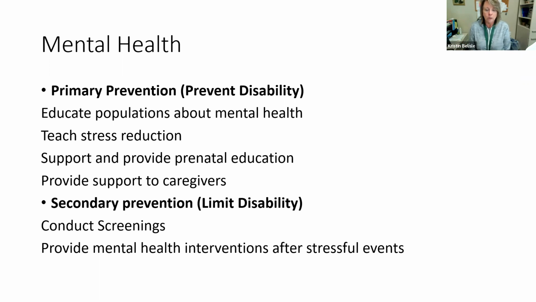This is in the secondary, where we're limiting disability. So if we have stressful events going on, we need to provide mental health interventions. We see it: if something really bad happens in a school to the children, we need to provide them with counselors and grief counselors if there's been a killing or shooting, or if they've had a loss of a teacher or loved ones. We need to provide this so that we can hopefully have them deal with the stress in a healthy manner.